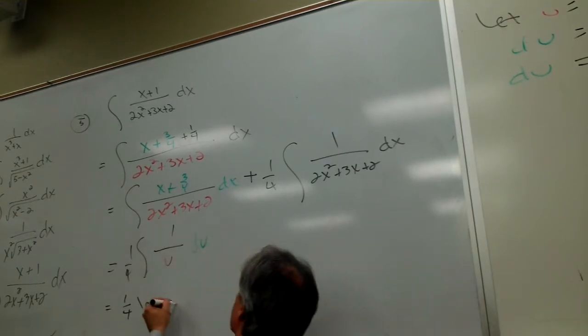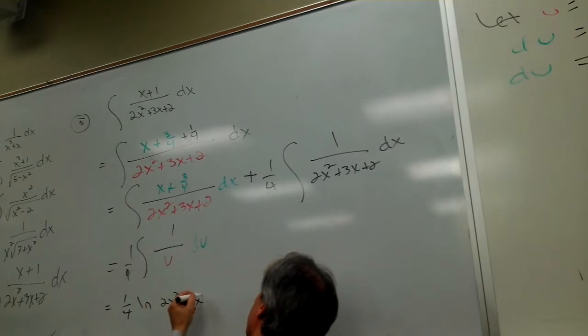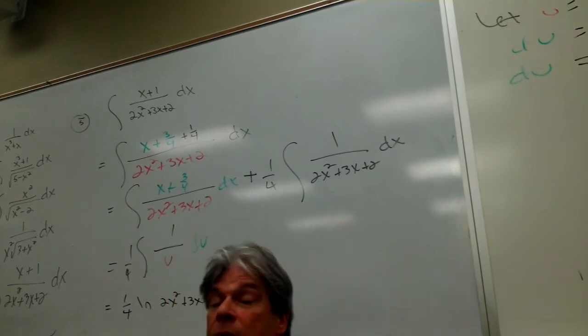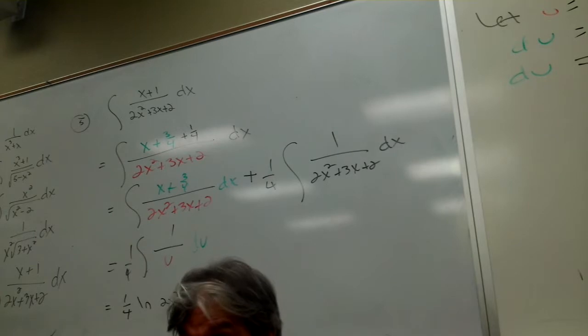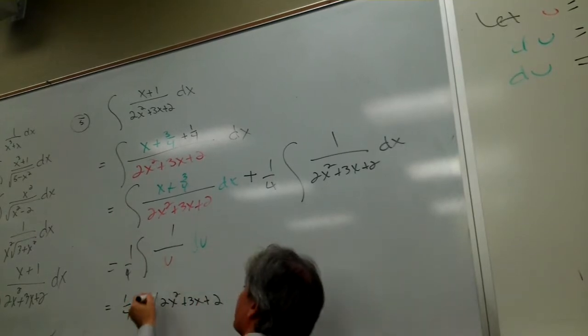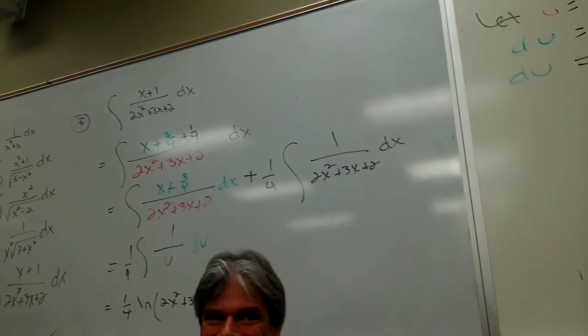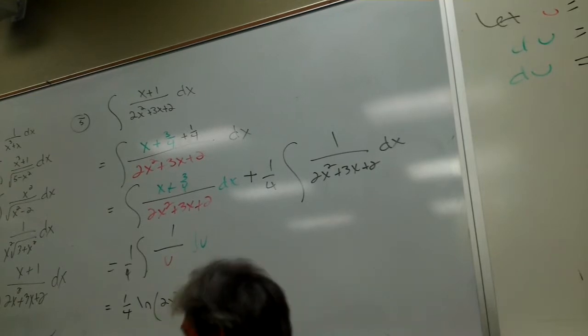So 2x squared plus 3x plus 2. Absolute value? Well, no, it's just parentheses because it's positive. It's always positive. I don't need it. You can put it down. I can put it there.